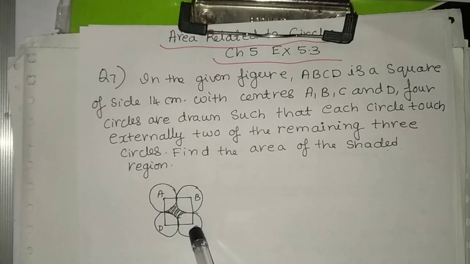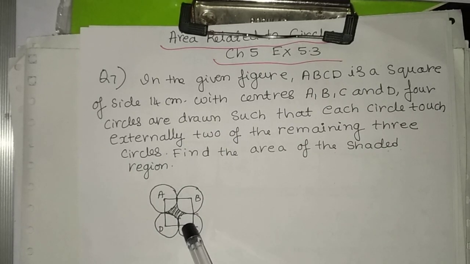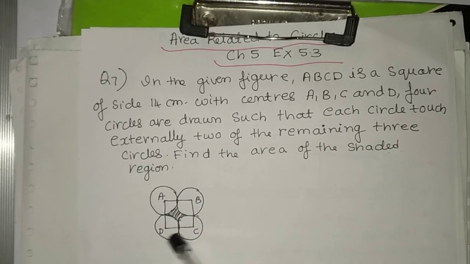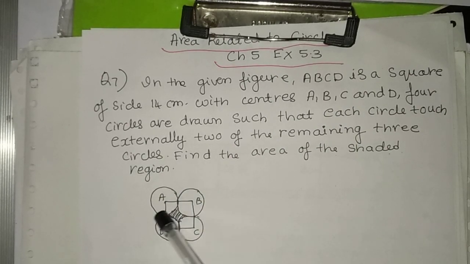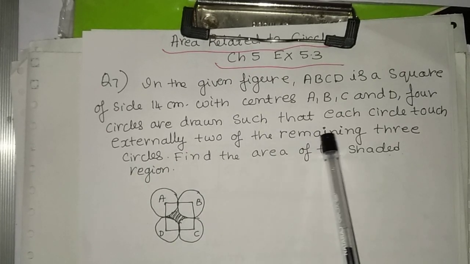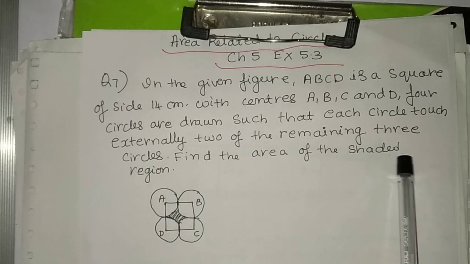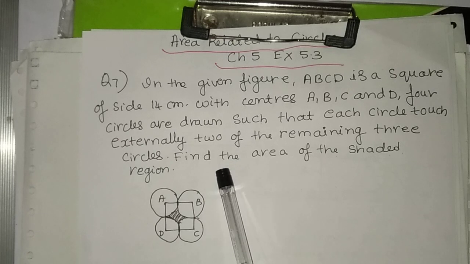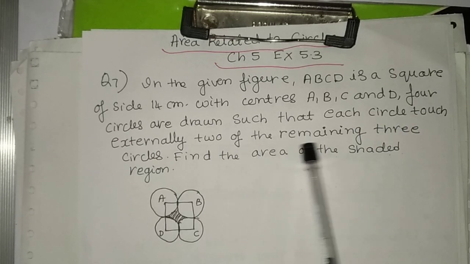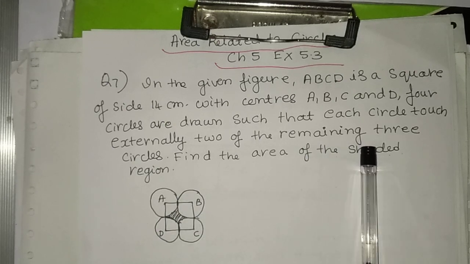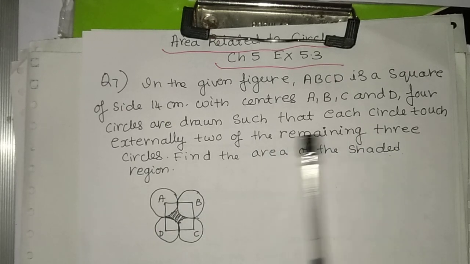ABCD is a square of side 14 centimeters. With the centers A, B, C, D, four circles are drawn such that each circle touches externally two of the remaining three circles. Find the area of the shaded region.